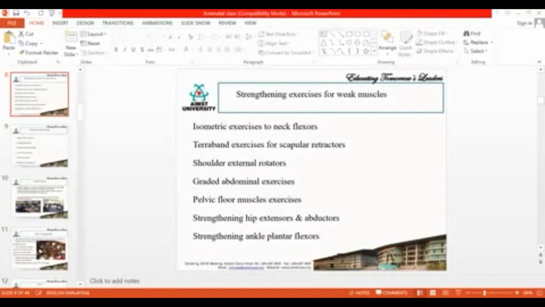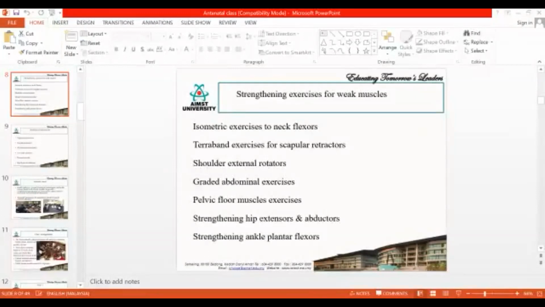Then graded abdominal exercises. Grade 2 will be in crook lying. Keep the hands over the sides and make the person come up, lift up. So that will be your grade 2. Grade 3 will be keeping the hands over the knees and coming up. When they are coming up, you have to instruct them to look at the ceiling and come up. Do not flex the neck too much. They have to look up at the ceiling and come up. Okay, so that will be grade 3.